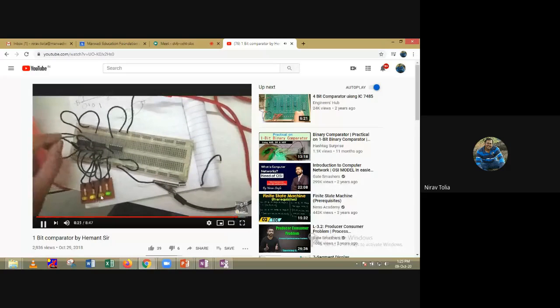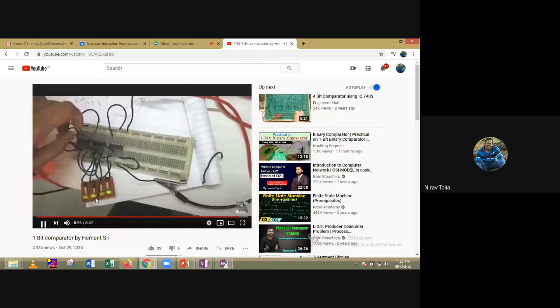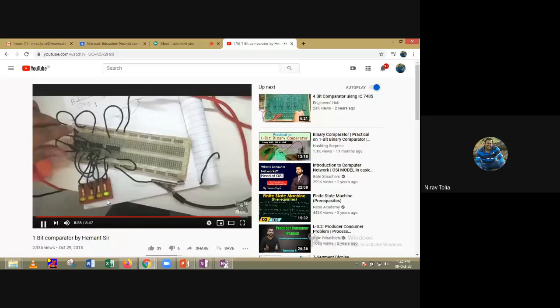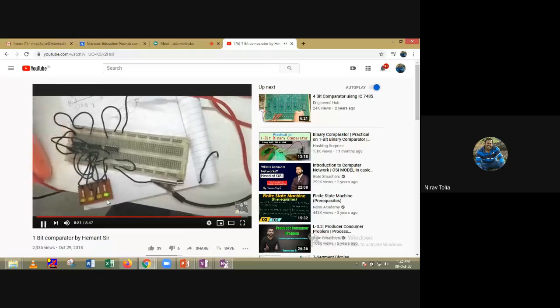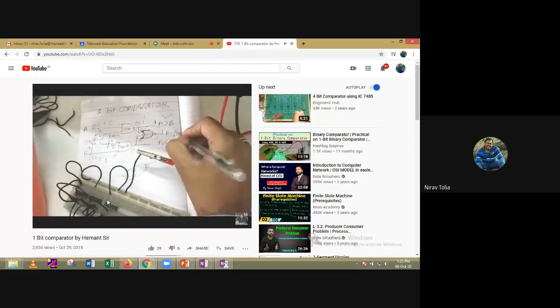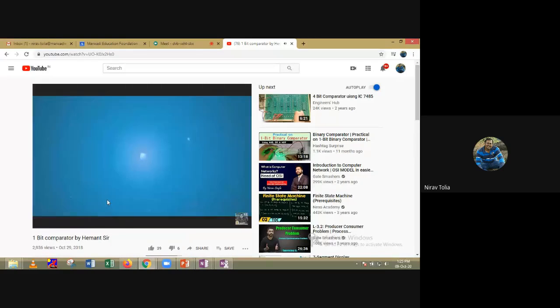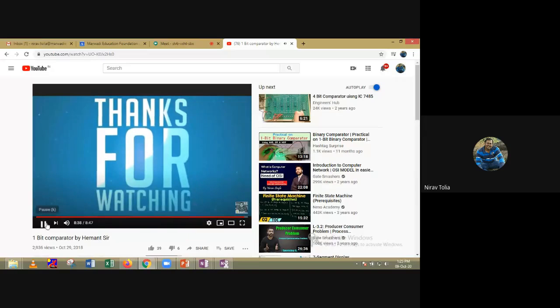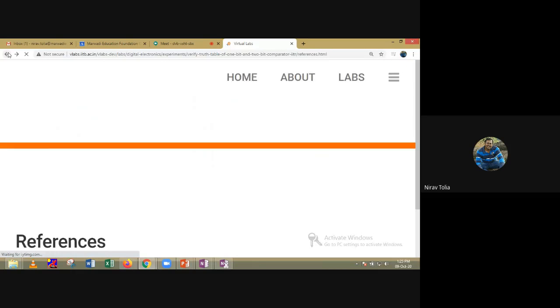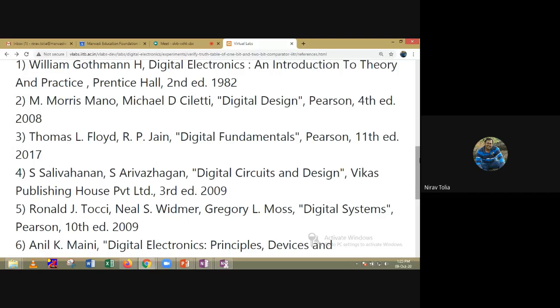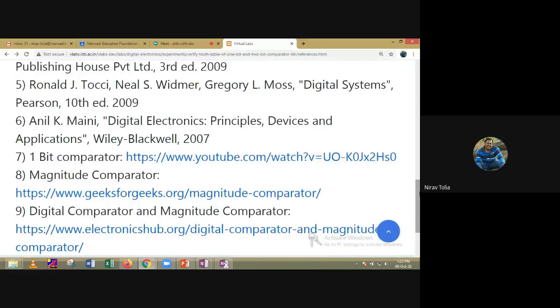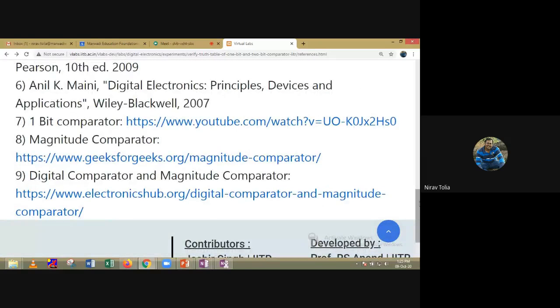So you can see it is for the A and B: 0, 0, 0, 1, 1, 0, and 1, 1. Okay. So you can check the video also if you want to learn more about the comparator. Now if anyone has any doubt or query, you can ask me right now. Otherwise, we can end the session.